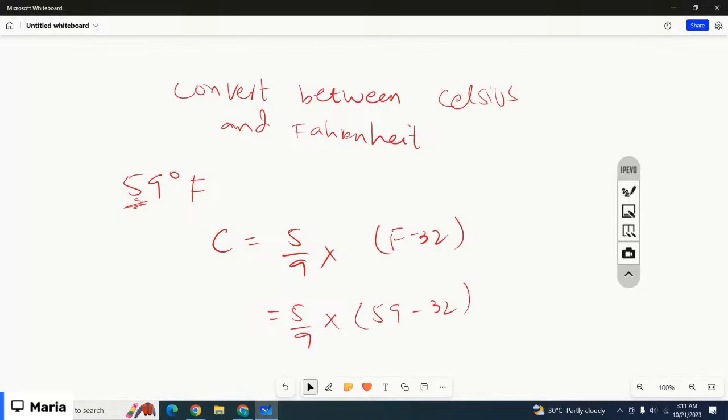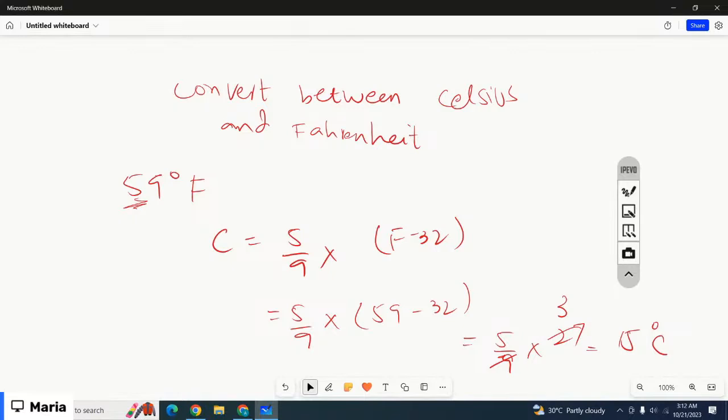59 minus 32 is 27. That is 5 over 9 times 27. 9 times 3 is 27, so 5 times 3 is 15. That means the temperature 59 degrees F in Celsius is 15 degrees Celsius. The correct option is 15 degrees Celsius.